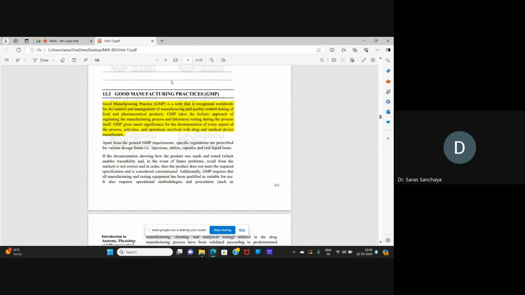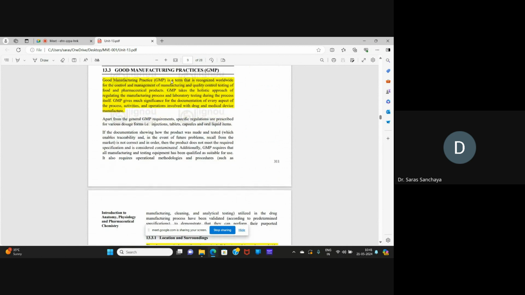Then good manufacturing practices. Good manufacturing practices is a term that is recognized worldwide for the control and management of manufacturing and quality control testing of food and pharmaceutical products. GMP takes the holistic approach of regulating the manufacturing process and laboratory testing during the process itself. Good manufacturing practices gives much significance to the documentation of every aspect of the process, activities, and operations involved with the drug and medical device manufacture. So not only during the laboratory preparations of the drugs, but during the manufacturing process of the drugs, GMP, that is good manufacturing practices, should be held.